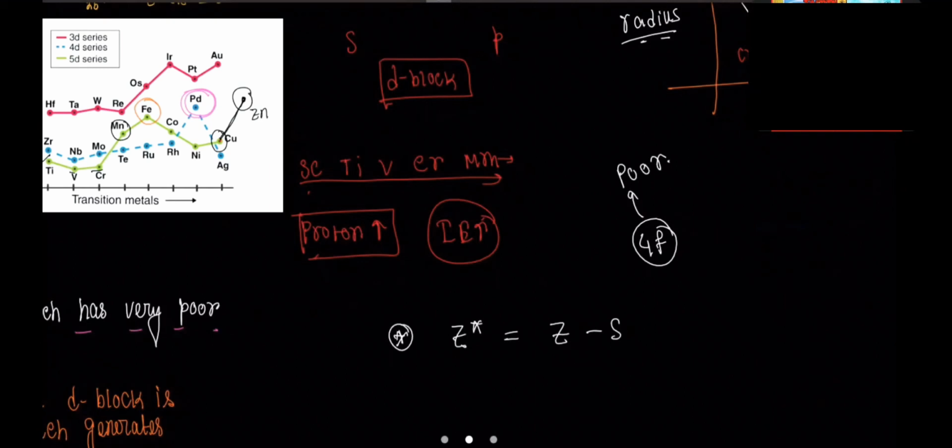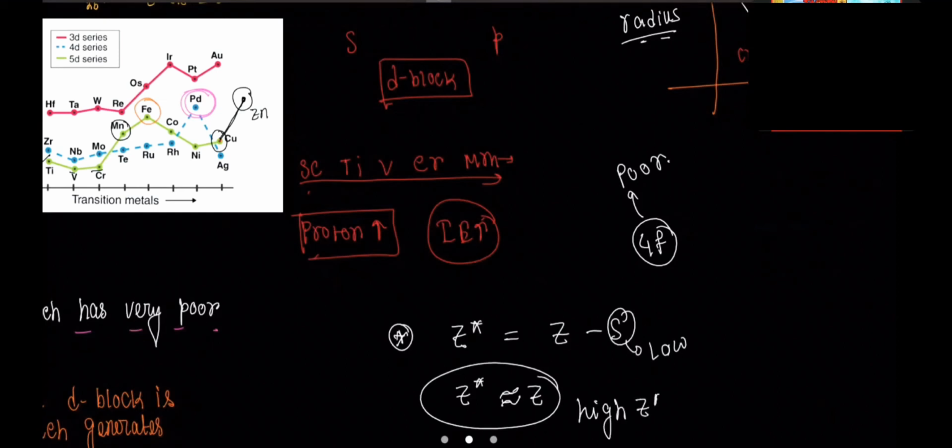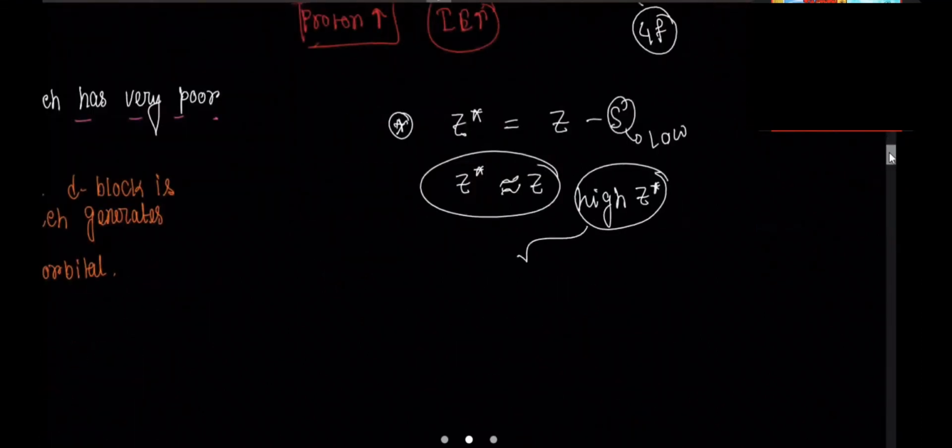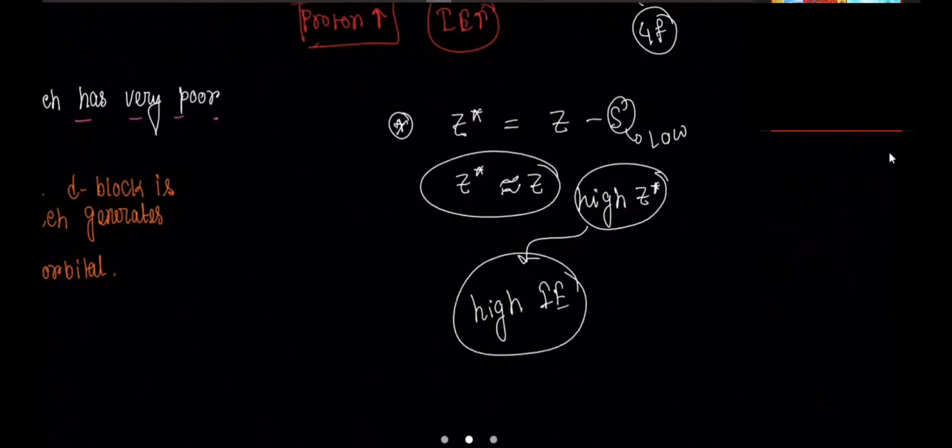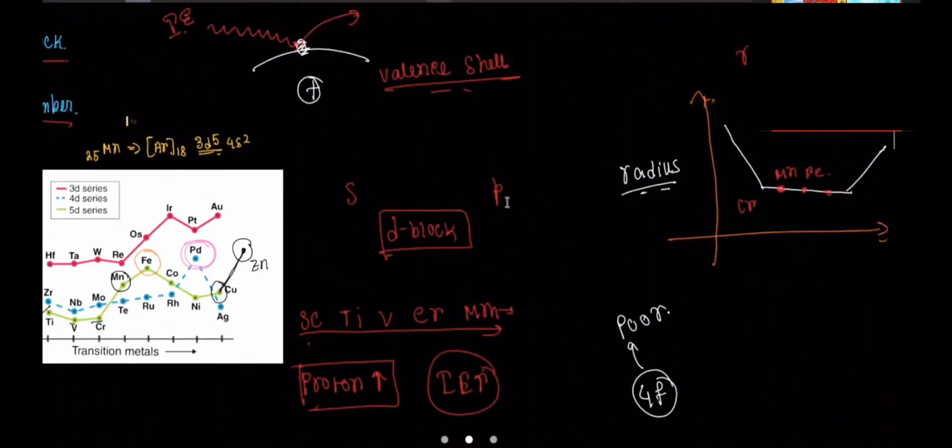In the last video, we discussed all these things. As a result, S, the screening constant, would be very low, the shielding effect would be very low. So Z star would be very close to Z. So Z and Z star would be almost the same. So the nuclear charge is going to be very high on the 5d series. As the nuclear charge is high, the attraction towards the electron would be high. Because of the high attraction, the ionization energy would be high as well. Very understandable. That's why, if you look at the graph, they have very high values of ionization energy, much higher than the other two series.